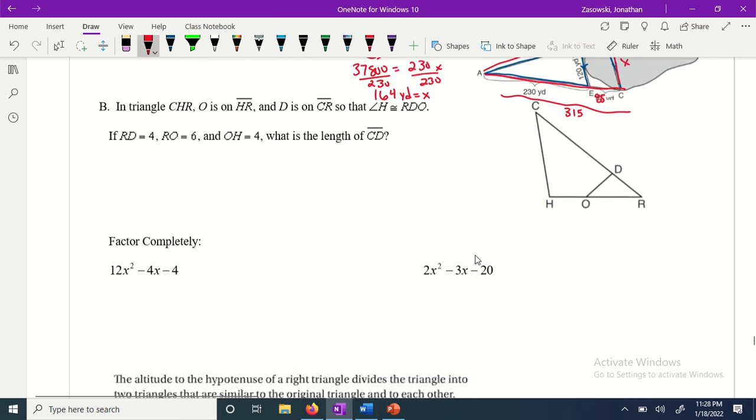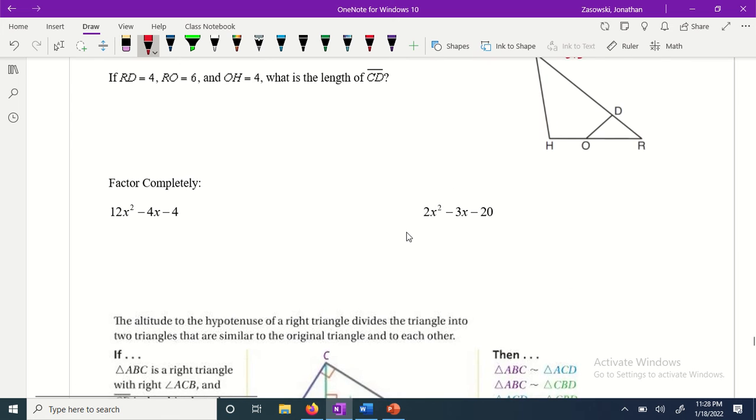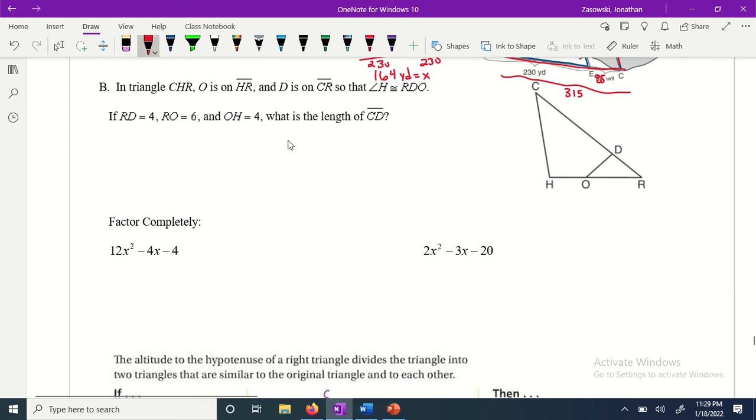Okay, question B, which is something we're going to start to get into today. We're going to skip the factoring questions for today. Here we have triangle CHR, so that's the really big triangle, and then we have another small triangle that you can see has been drawn in here. All right, we know that angle H and angle RDO are equal, that RD is 4, RO is 6, OH is 4, and we want to know the length of CD, which we can call this x.